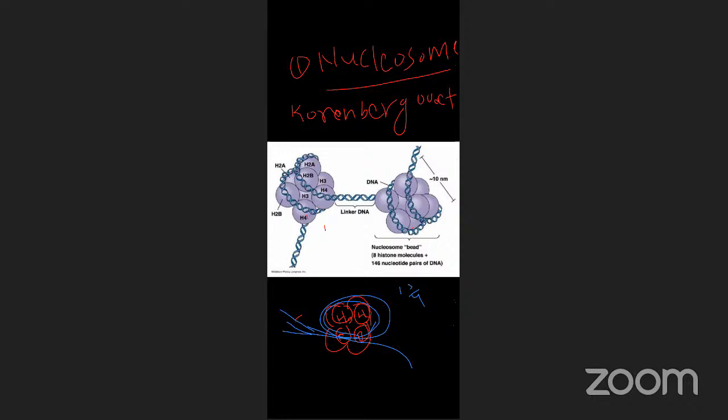So one histone protein is missing. What is the missing histone protein here? H1, right? Now this H1 histone protein, let me take another color, H1 histone protein sealing the DNA strand.